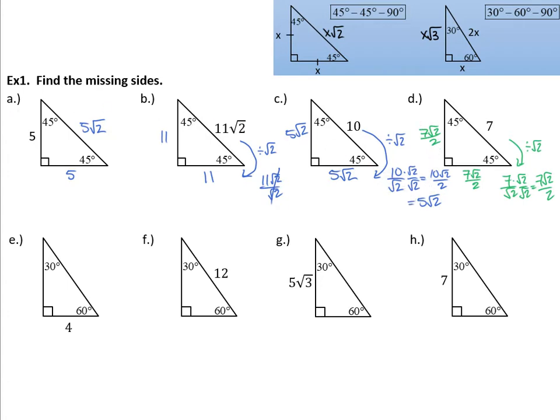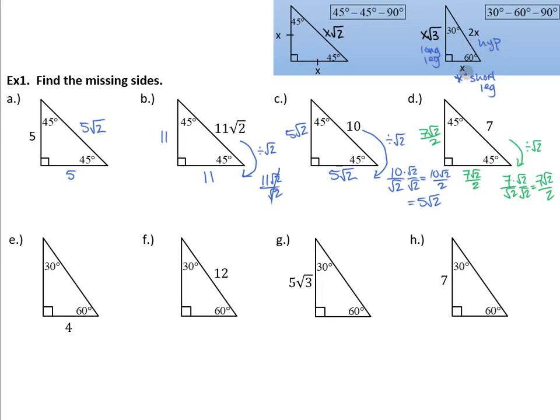Okay, let's move on to our 30, 60, 90 properties. So kind of the key here is the shorter leg. So again, this is called the short leg. This is our longer leg. And then we have the hypotenuse, right?